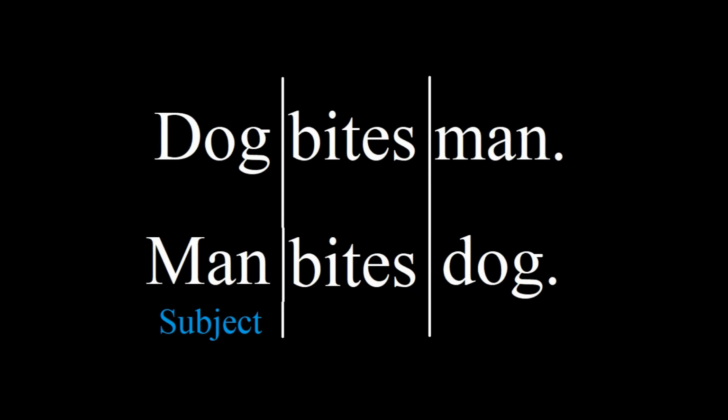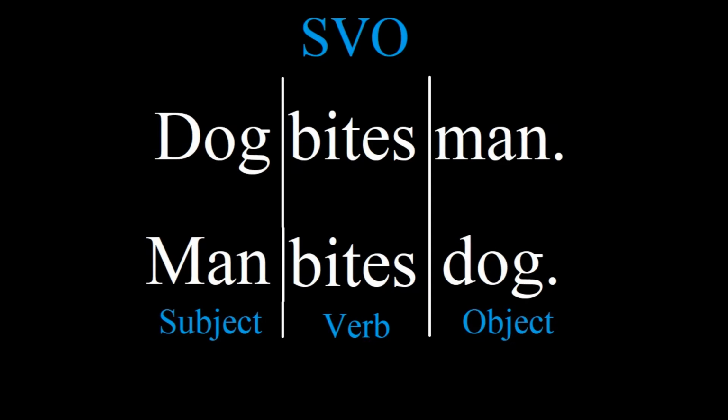This is because in English, the first noun is the subject, the doer of the verb. And the noun following the verb is the object, what the verb acts on. In this way, English is classified as an SVO language: subject, verb, object. But Latin does not have a fixed word order. The words have to change form in order to tell us what role each word is playing.